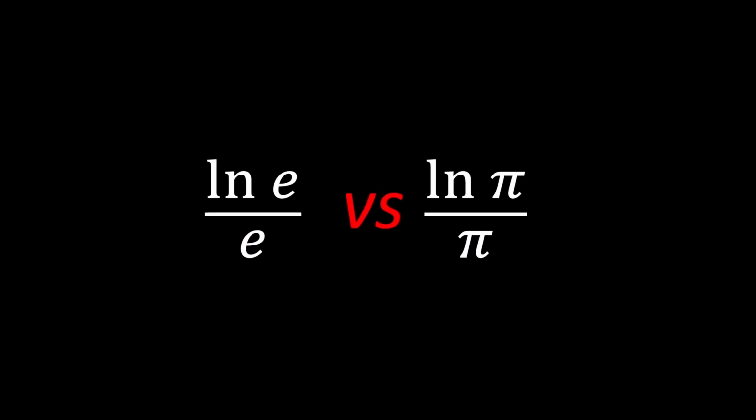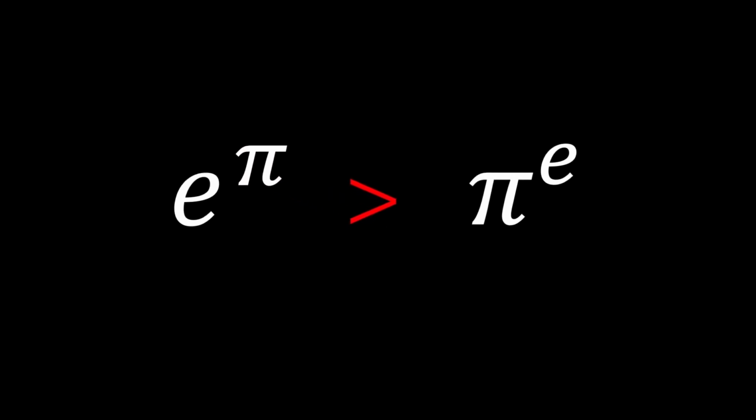So natural log e over e must be greater than natural log pi over pi. And this, of course, means that e to the pi is greater than pi to the e, but only by a whisker.